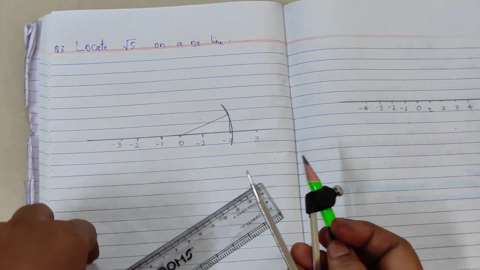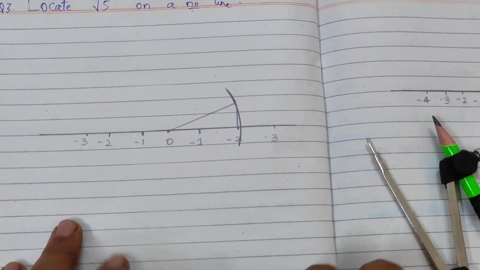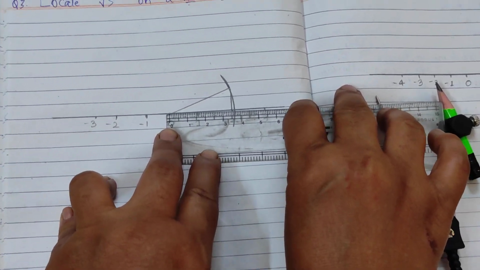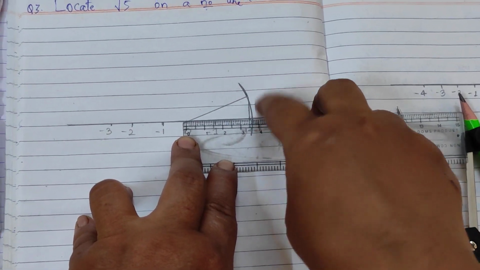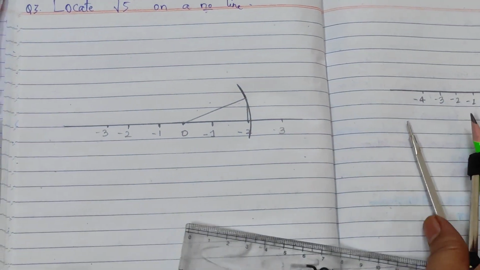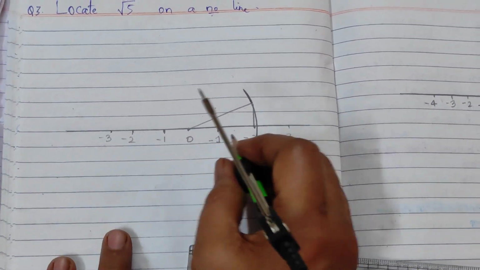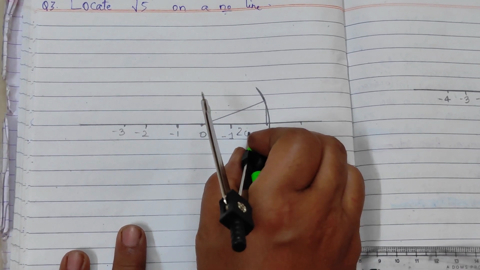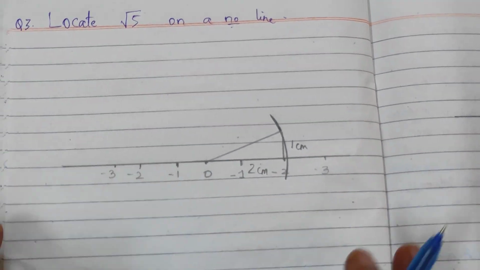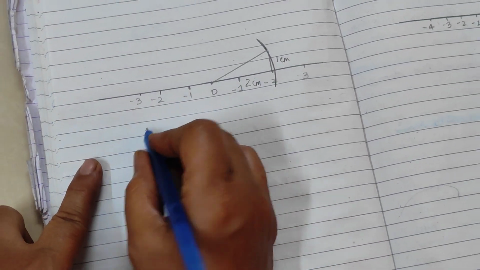Okay, so when you draw the arc, what happens? This part will be your root 5 value. Whatever you get here will be your root 5 value. So let us see what is this: 2 units. Okay, 2 centimeter. This is 1 centimeter. Let us check the Pythagoras theorem.